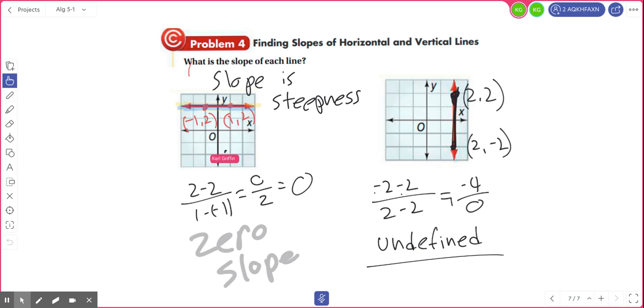So we've got horizontal lines and vertical lines. Horizontal lines have a slope of 0, and vertical lines have a slope of undefined. So you'll run into those in some of your problems. And now you know what to do.